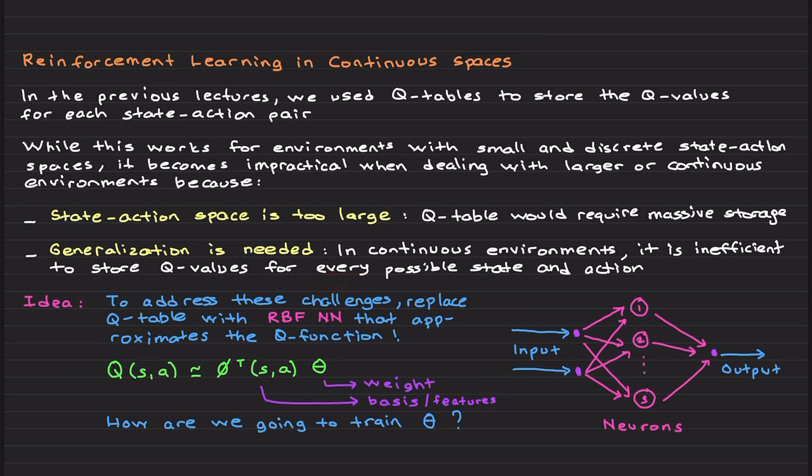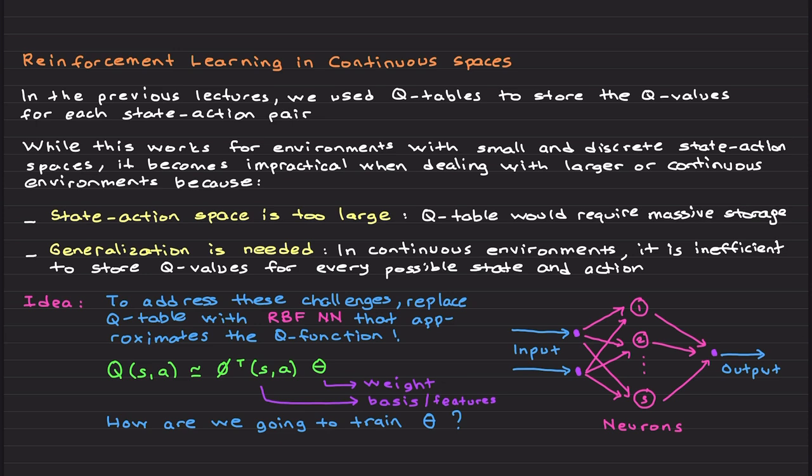So to this end, the idea is to replace the Q table with its approximation, where we are going to use radial basis function neural networks. Instead of using Q, we are going to use its approximated version, having the basis multiplied by the weight. And this basis, also so-called features, will be radial basis functions and a bias that we saw from the neural network video.